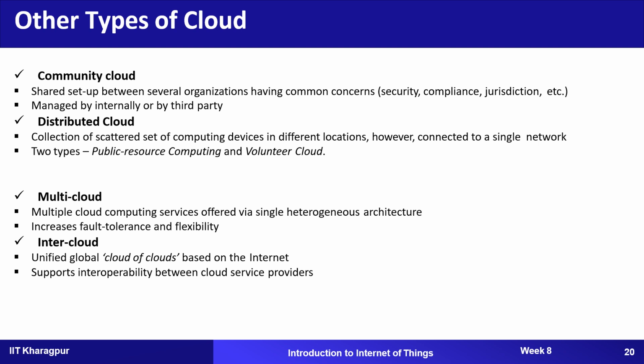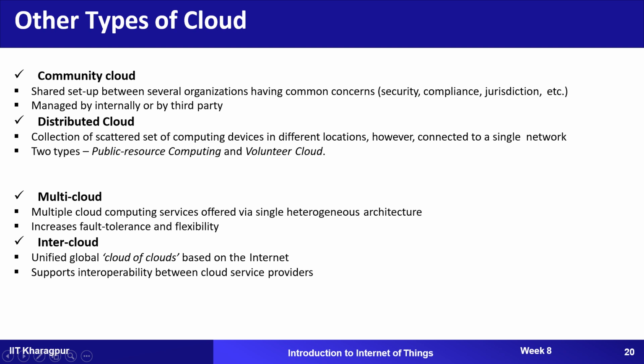Then the distributed cloud. So distributed cloud means a collection of scattered computing devices in different locations, however connected to a single network. So it can be of two types. First one is your public resource computing and volunteer cloud. Then your multi-cloud. So multi-cloud means multiple cloud computing services offered by a single heterogeneous architecture. It increases the fault tolerance and flexibility.